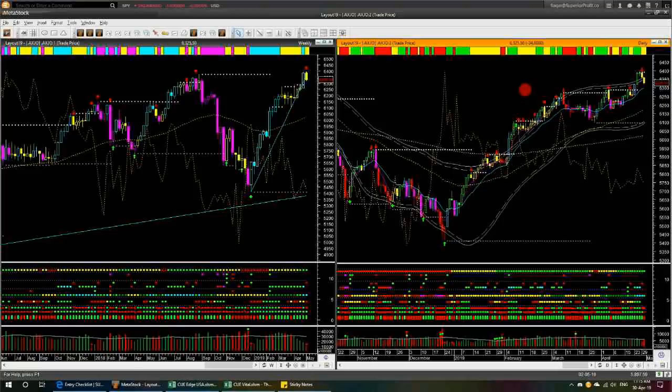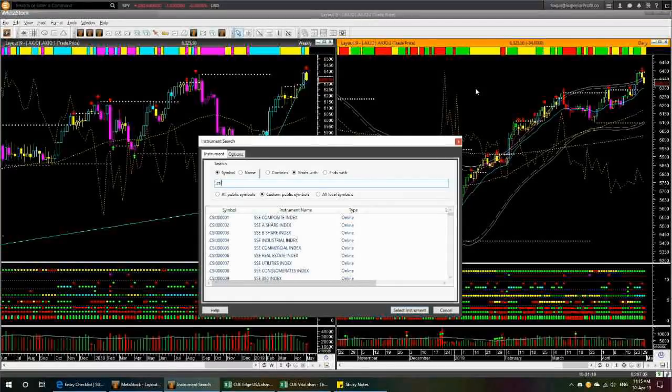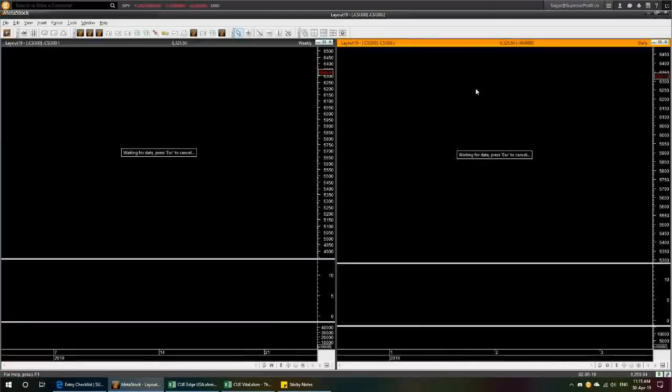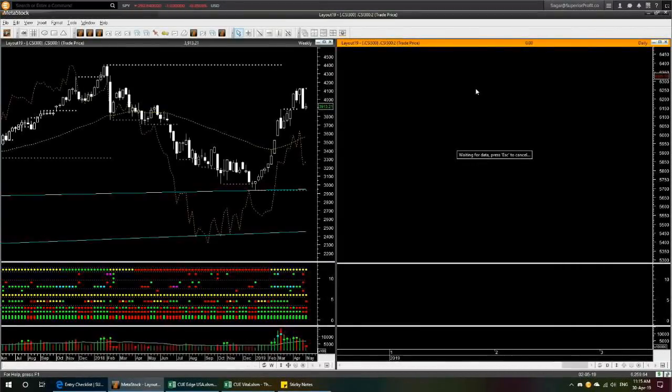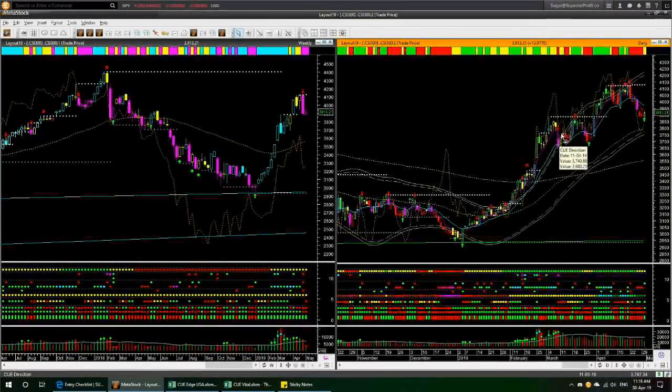Let's look at the China market. China and America are undergoing a trade discussion that is in the news all the time. Let's see how the China market is doing. This is the CSI 300 index, the China market index.